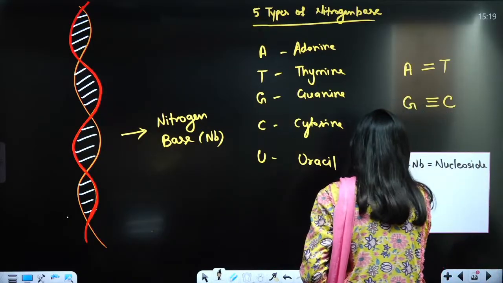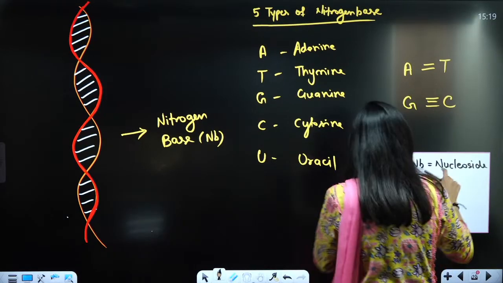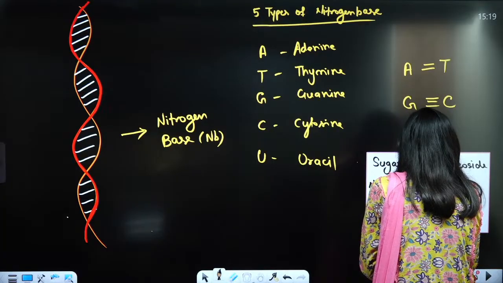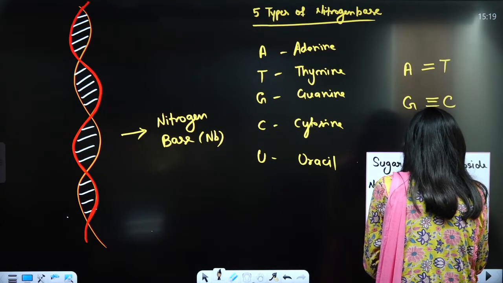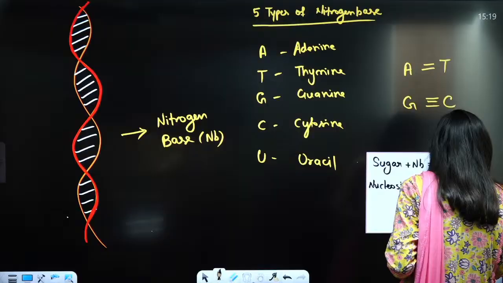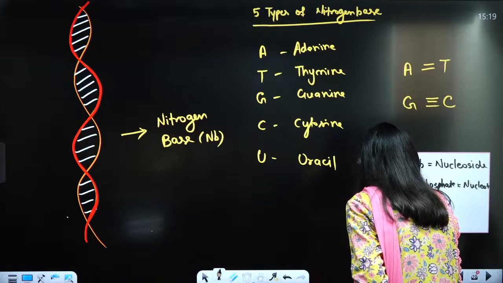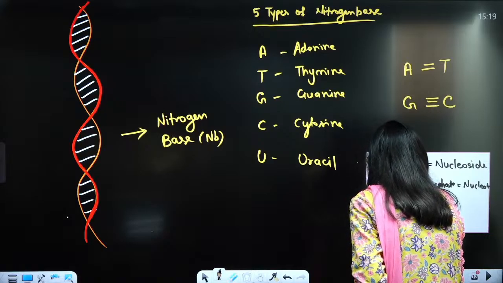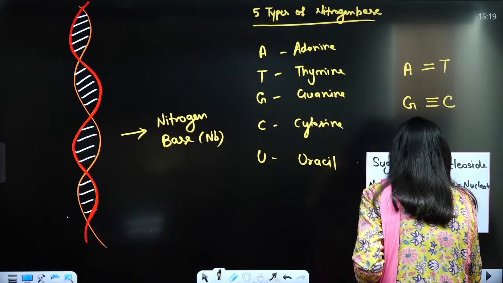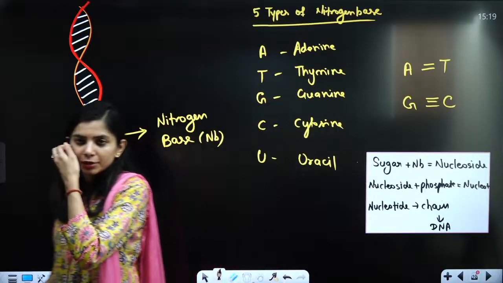Now, the nucleoside that we have prepared, plus phosphate, will bind together and they will create nucleotide. Now, nucleotide will create a chain. And this chain is nothing but called what? DNA. And this is what you need to remember.